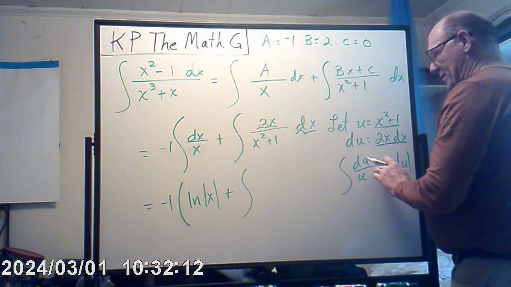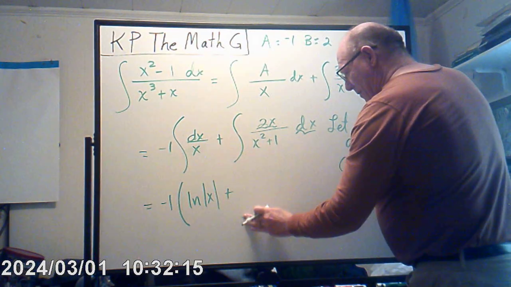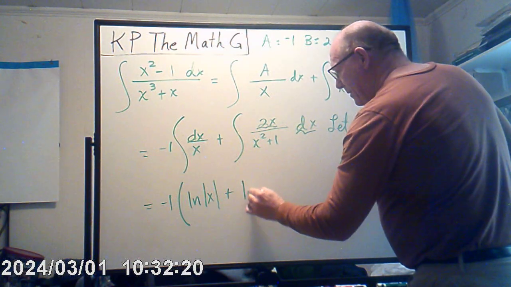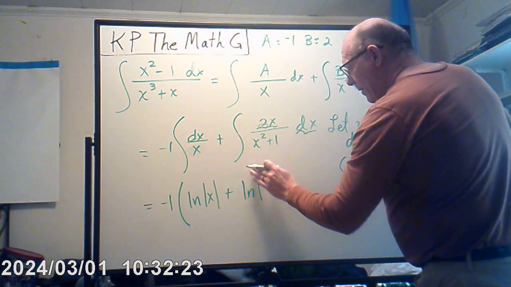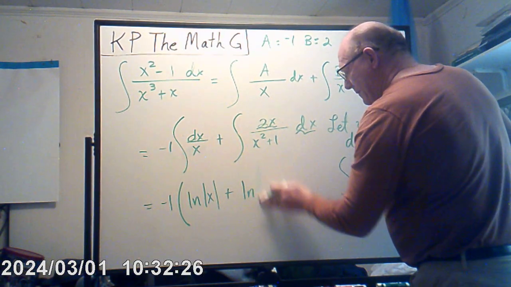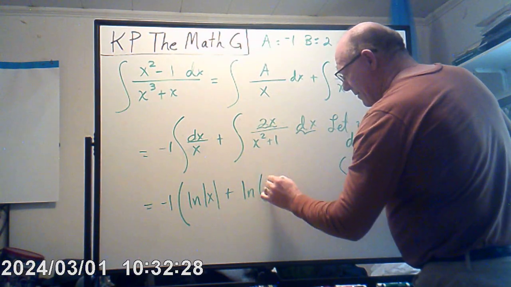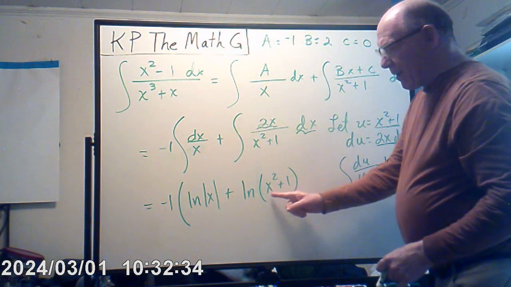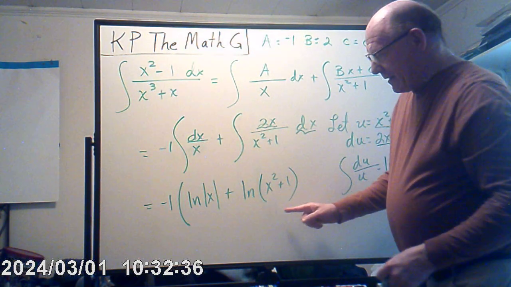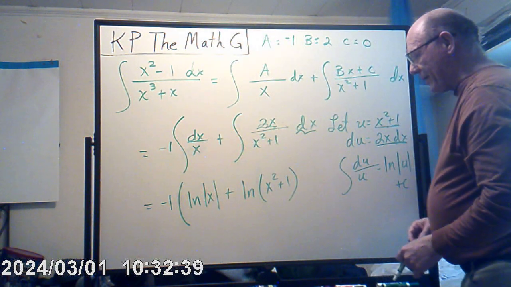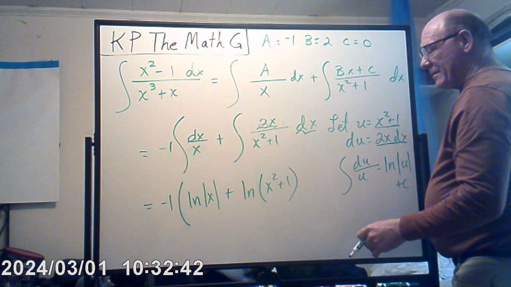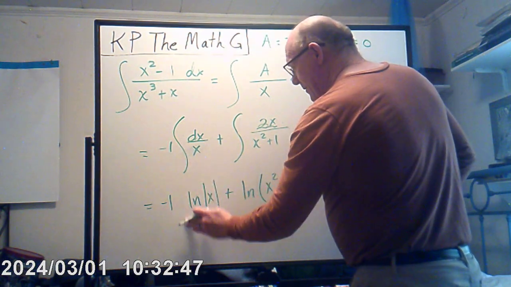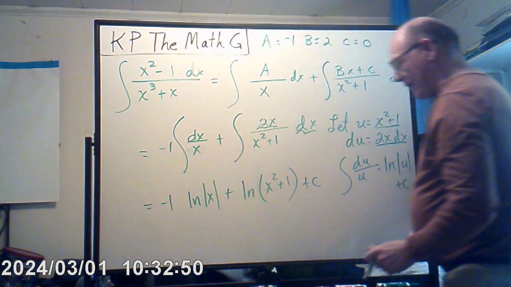Alright, well, u happens to be x squared plus 1, so really what we have here is ln of x squared plus 1. I don't need the absolute value bars around here. Now, I'll tell you why not, or maybe you can tell me why not. Because if I square a negative, it's still going to be positive, isn't it? So I don't need the absolute value bars here. Alright, and then of course plus c, right? I just don't need that bar there.